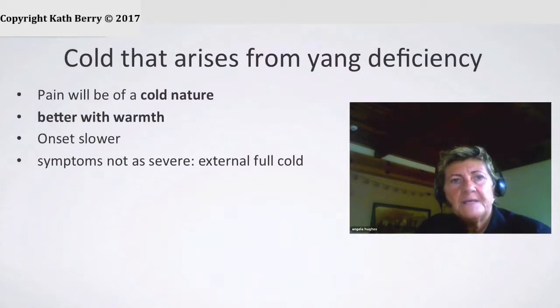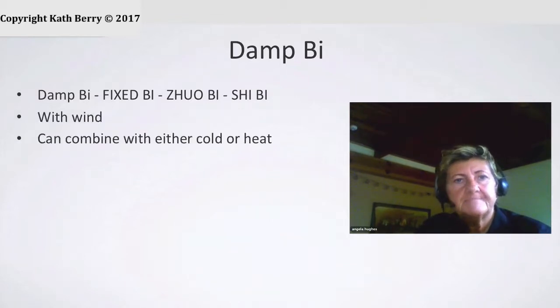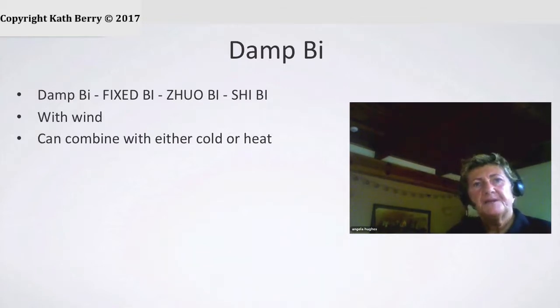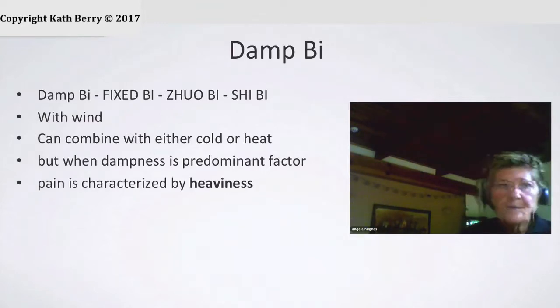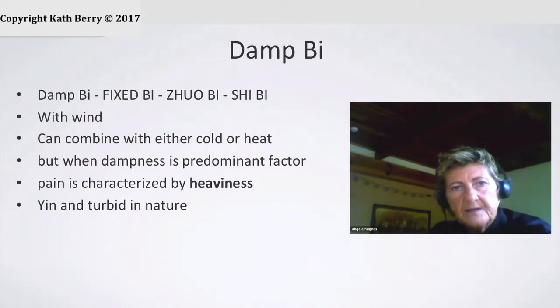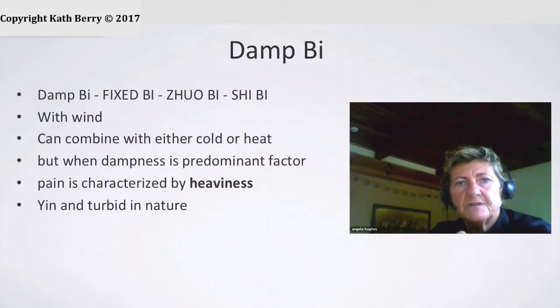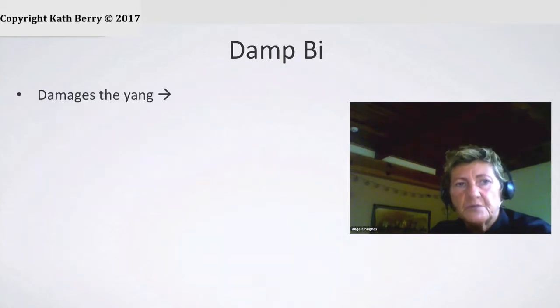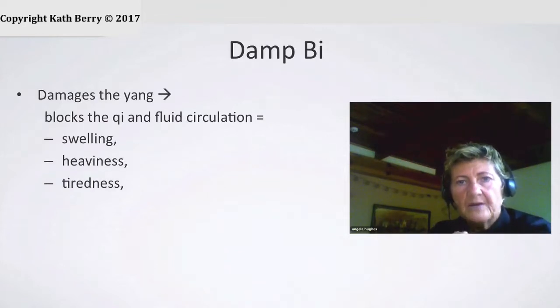So moving on to damp Bi or fixed Bi, Zhuo Bi, Shi Bi. This usually comes with wind, and can also come with cold or with heat. But the main predominating factor is that the pain is characterized by heaviness and in some cases swelling. Dampness is yin in nature, turbid and cloying, and it damages the yang and blocks everything. It blocks the circulation of qi and the circulation of the other fluids around. So it comes with a feeling of heaviness, swelling and tiredness, and it can also create numbness.